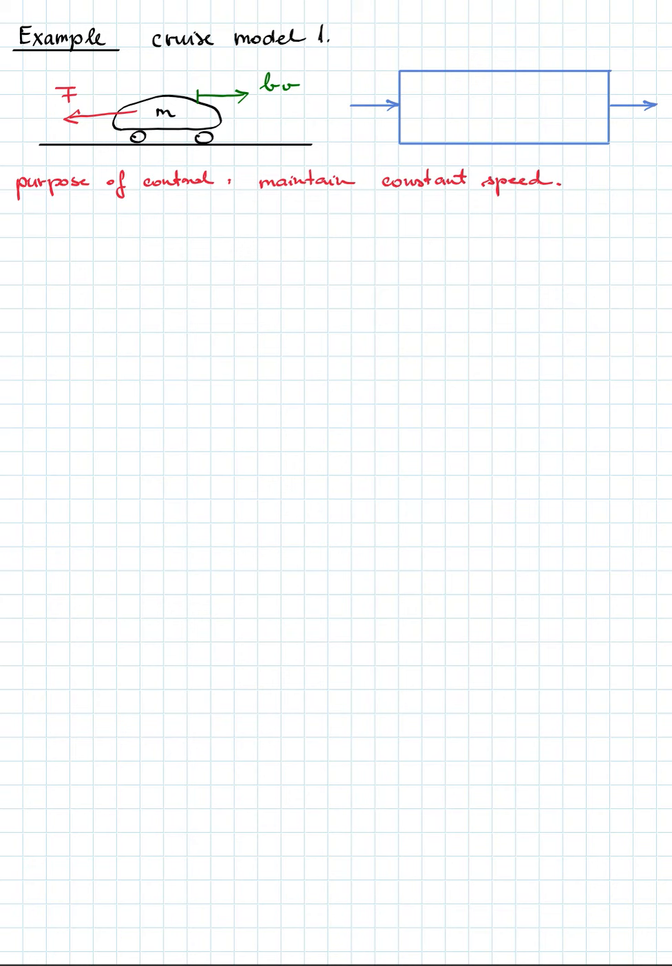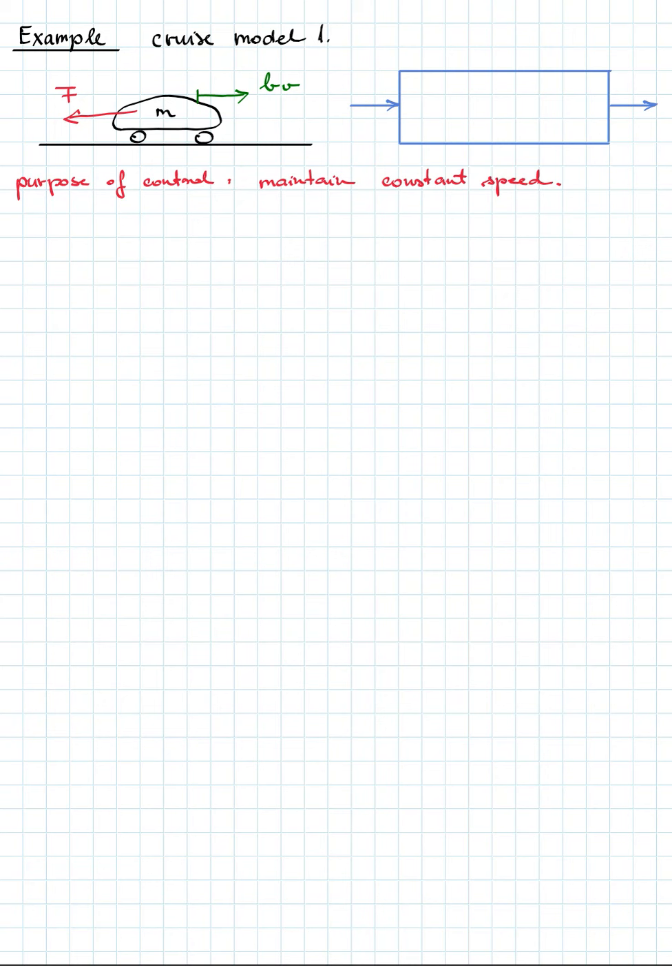What is bv? bv is a resistive force, v is the speed of the car, and b is a constant. So everything is constant in this model, the m and the b. So this is why our model will be linear. We will see it in the equations, of course.